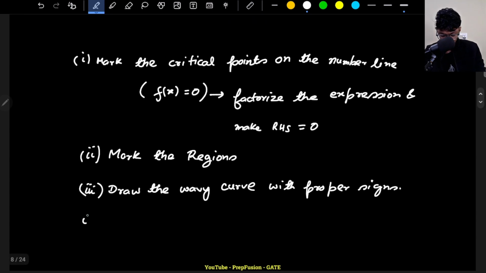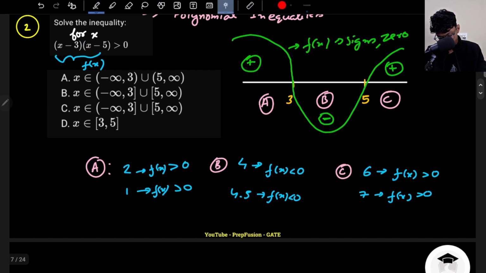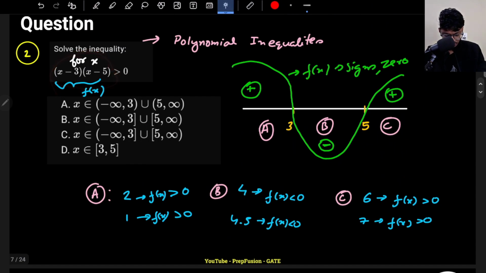After drawing the wavy curve, you select the regions that satisfy your inequality. So what is satisfying our inequality here? If I observe carefully, I need something positive. f of x must be positive, so I need to choose this region or this region.